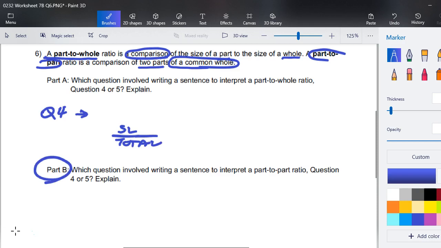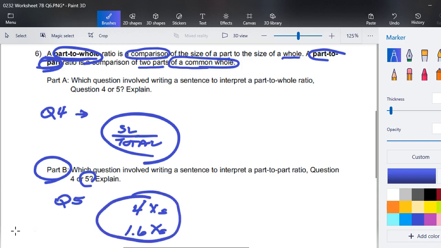Part B, which question involved writing a sentence to interpret a part to part? Looking at question number 5, pretty sure I answered that one. Both parts B and D were when we were saying 4 times as much on savings as on entertainment and 1.6 times as much on car loans as on insurance. I think it's pretty self-explanatory when we're talking about part to whole and part to part. However, it would be good to get those in a glossary or flashcards or a Google Doc, and then write down some specific examples, like the student loans to the total, or a part to a part like the loans to the insurance.